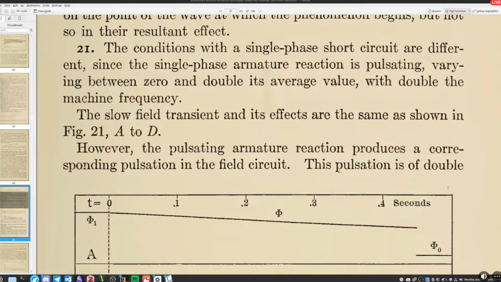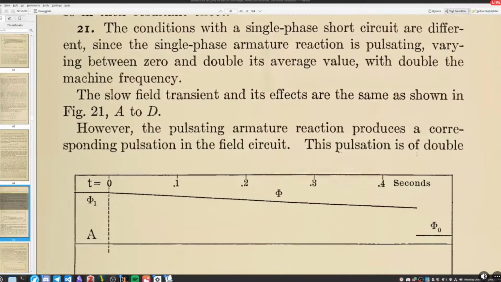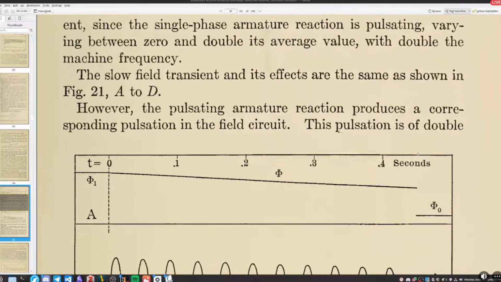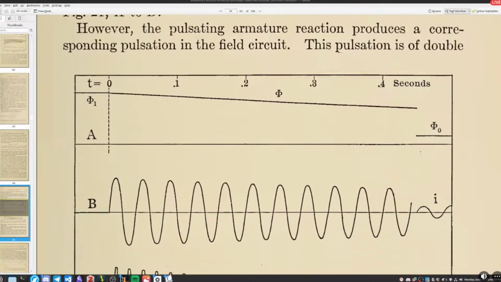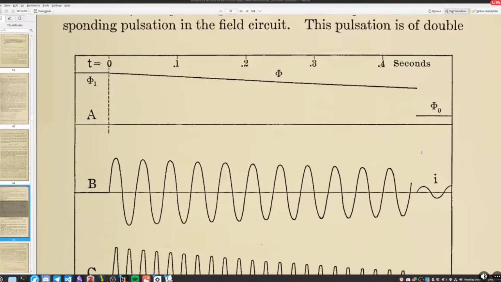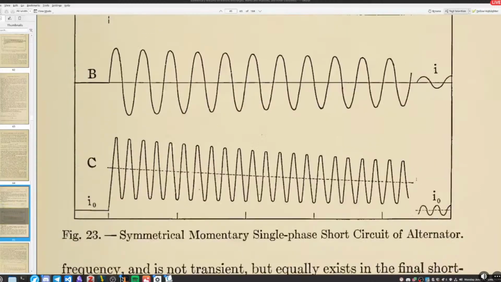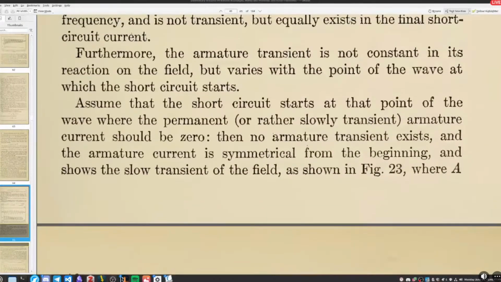The conditions with a single-phase short circuit are different since the single-phase armature reaction is pulsating, varying between 0 and double its average value, with double the machine frequency. The slow field transient and its effects are the same as shown in figure 21a, A to D. However, the pulsating armature reaction produces a correction pulsation in the field circuit. This pulsation is of double frequency and is not transient, but equally exists in the final short circuit current.